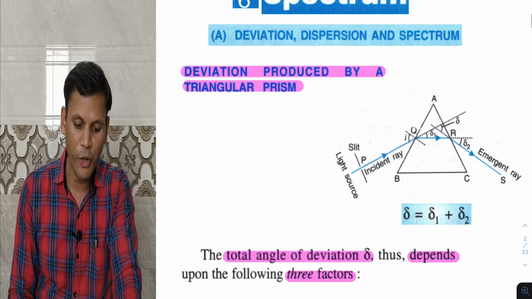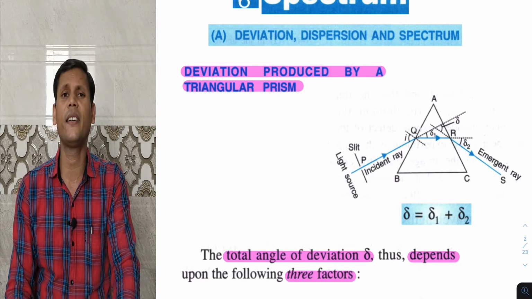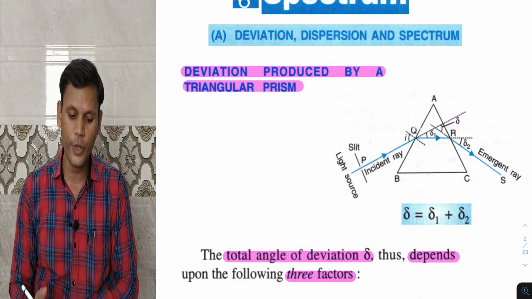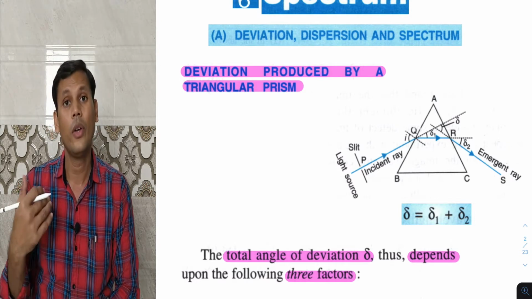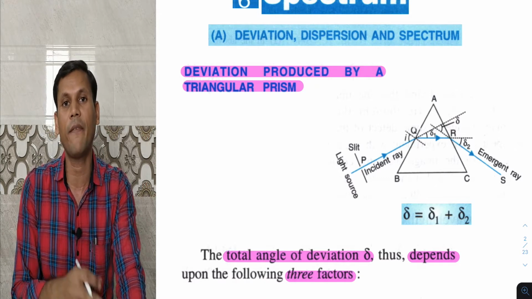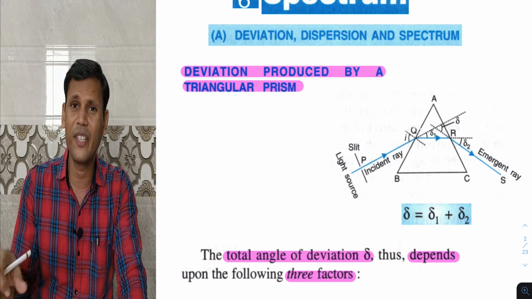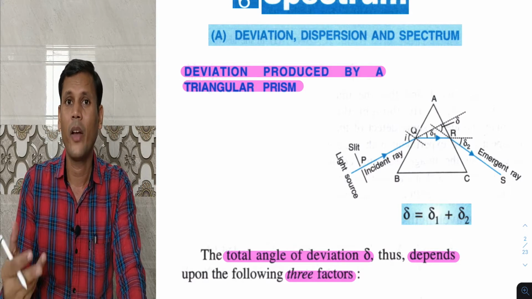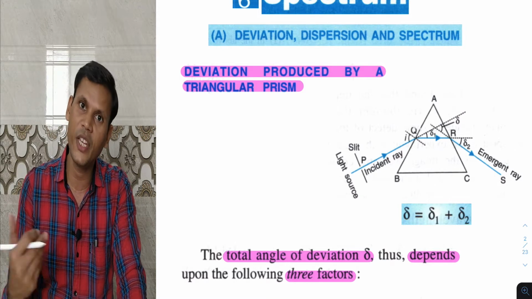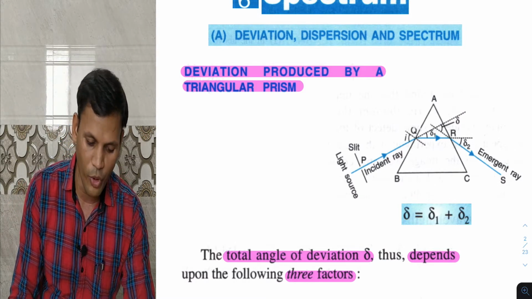So, deviation produced by the triangular prism. There are some factors on which deviation will depend. What are those factors? For that, in the previous topic, refraction through surfaces, we were on the prism part. We have already studied it, so we will continue with the formula. We can get a lot of things from there. We were studying two formulas.